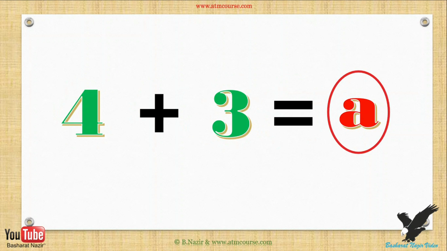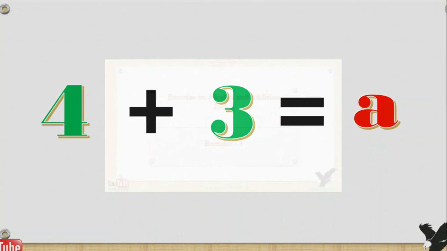This is what we will be doing in this exercise. We will be finding the right side missing letter. In fact, the correct word to use is that we are solving the right side of the equation. Because both sides are equal, you only have to add up the two numbers on the left, to get the value of the right side missing number. So, let us get started with the exercise.